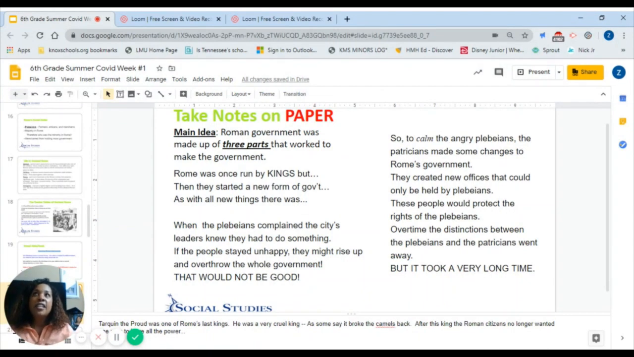So one of the most memorable kings that was cruel, his name was Tarquin the Proud. Some say that it was that king that broke the camel's back. And after this king, the Roman citizens no longer wanted one man with all the power. And what was the new form of government that the Romans created or constructed? The Republic. You getting it now? Good.